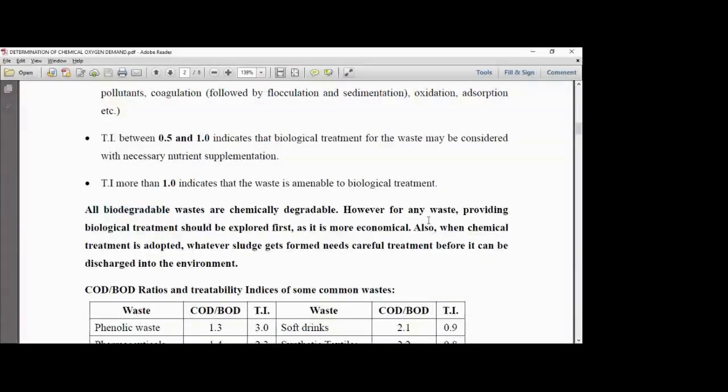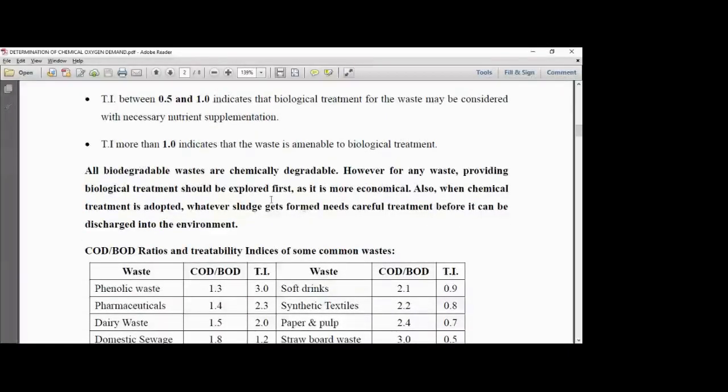However, for any waste, biological treatment should be explored first, as it is more economical. So if I'm having any waste, what I will be doing is exploring whether I can give biological treatment or not, right? If I can't give any biological treatment, then I can go for chemical treatment. Why go for biological treatment first? Because it is more economical, right? I do not have any cost of chemicals associated there. All my work will be done by the microorganisms which are available free in nature.